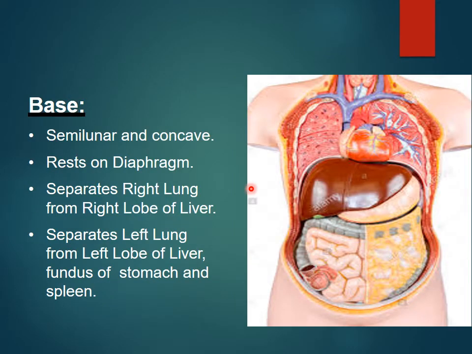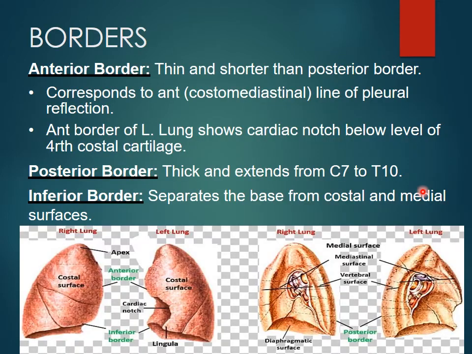Now comes the base of the lung. The base is the lowest portion of the lungs on both sides. As we can see in the diagram, it is semilunar and concave. The concavity can be easily appreciated. It rests on the diaphragm and it separates the right lung from the right lobe of liver, and the left lung from the left lobe of liver, fundus of stomach and spleen posteriorly.